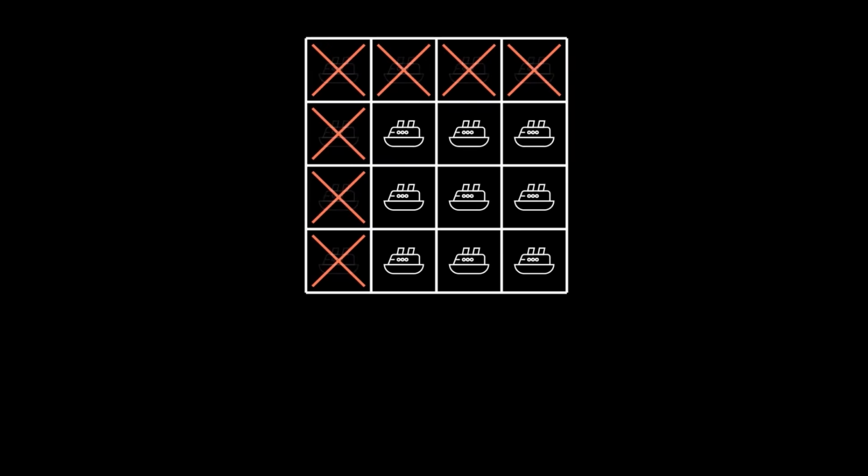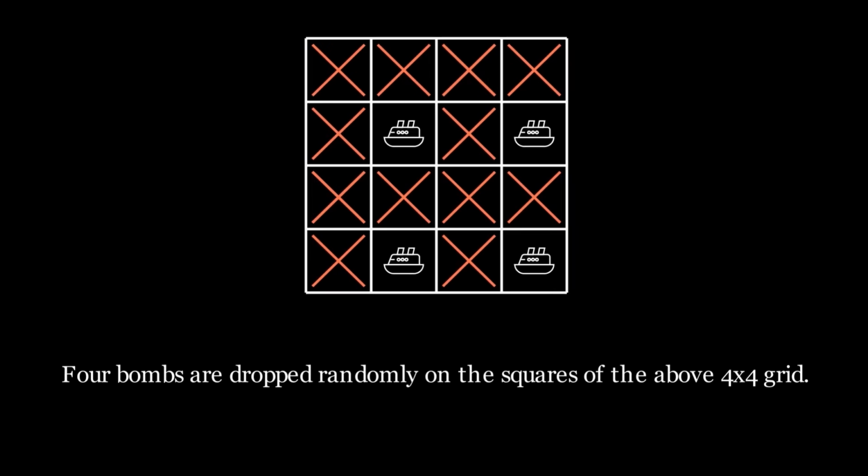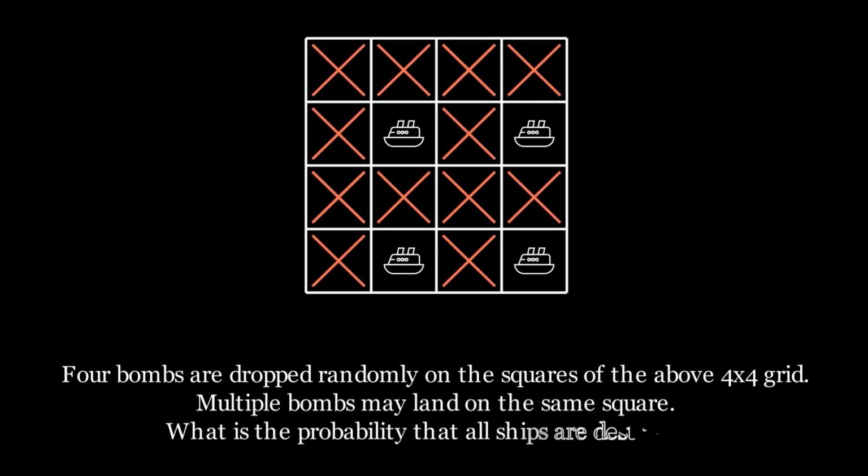For example, if a bomb is dropped on the top left corner of the grid, every ship in the first row and first column will be destroyed. Similarly, if a bomb was dropped on this square, these ships would be destroyed. So, if 4 bombs are dropped randomly on the squares of the 4x4 grid, with the possibility of multiple bombs landing on the same square, what is the probability that all ships are destroyed?